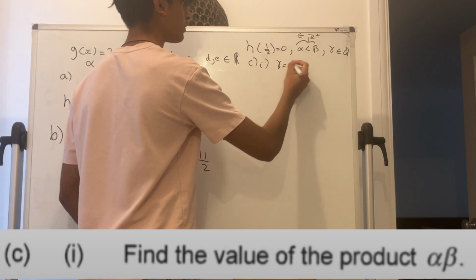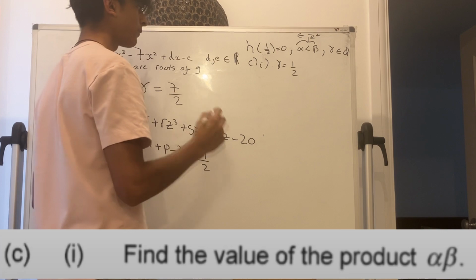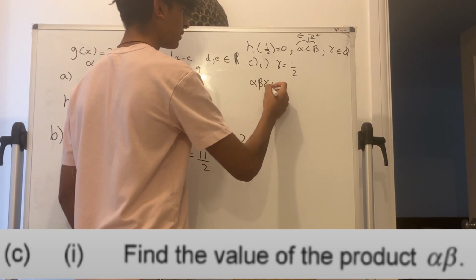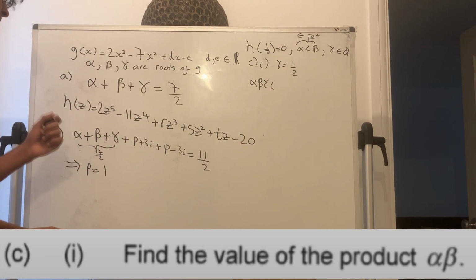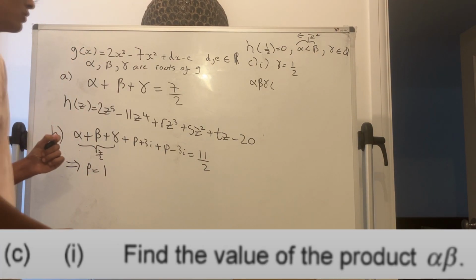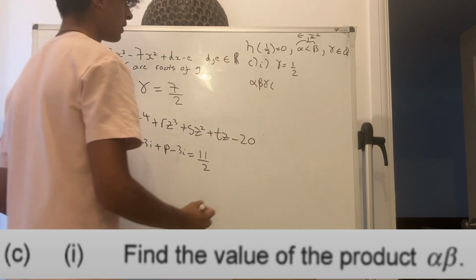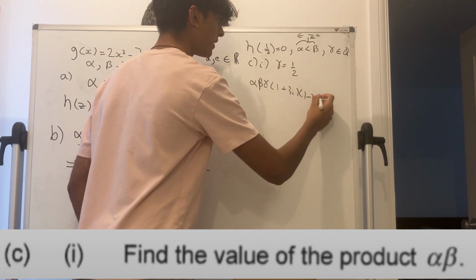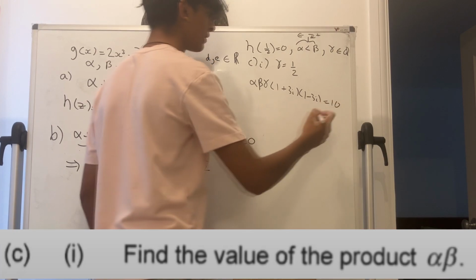So I'll say gamma is equal to a half, and we can use the product formula, so we can say that alpha, beta, gamma times p plus 3i times p minus 3i must be equal to minus 20 over 2, which is the product of roots formula. So I'll say multiply by 1 plus 3i times 1 minus 3i is equal to minus 20 over 2, which is 20 over 2, which is 10.